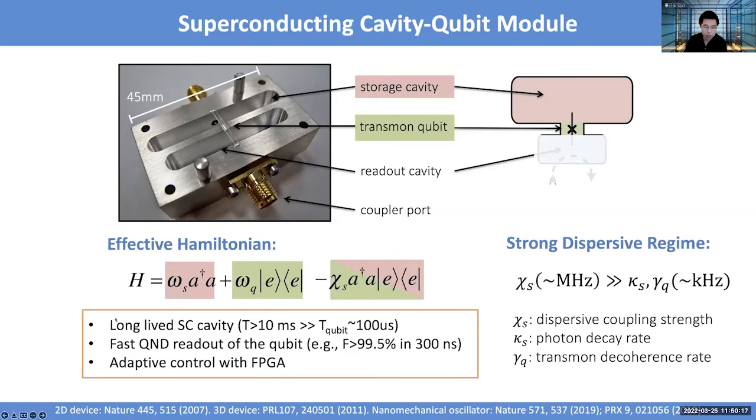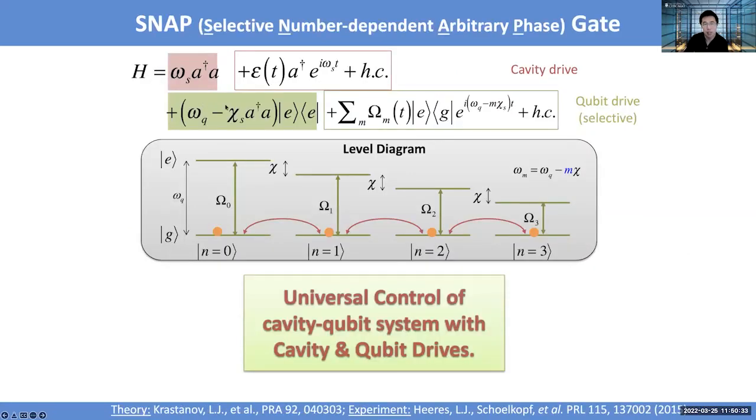So overall, all these tools are ready. And now we can look into the controllability of the system. So again, starting from this Hamiltonian, I'll put the cavity separately, and put the qubit and the qubit-cavity coupling as the second term. So these are the two terms. And then the cavity can have a drive. We can also drive the qubit.